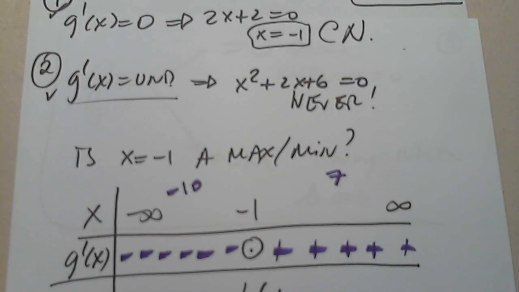This one is a critical number coming from f prime being undefined because it's a vertical tangent there. But the function always increases. So that's why this is not a point of extrema, we say. It's not a max, it's not a min.